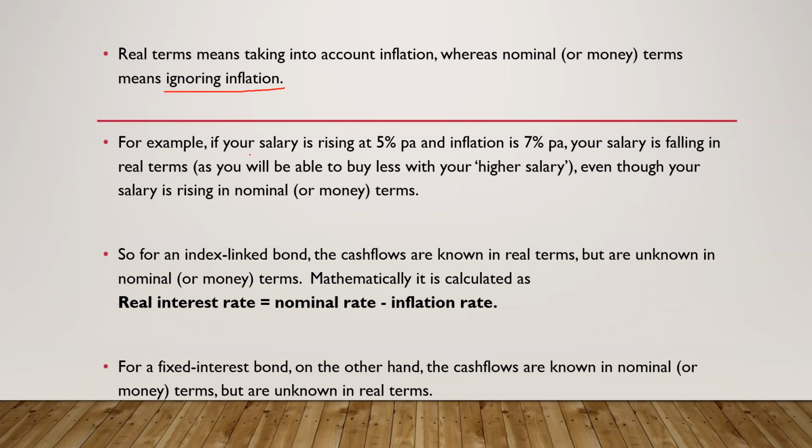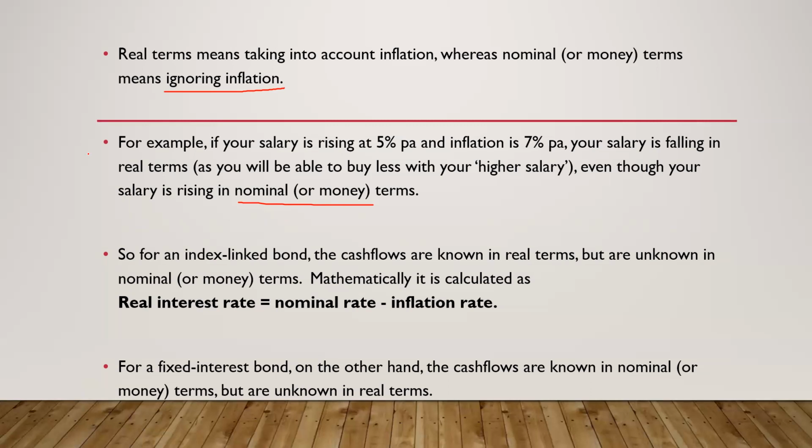For example, if your salary is rising at 5% per annum and inflation is 7% per annum, your salary is falling in real terms, as you will be able to buy less with your higher salary, even though your salary is rising in nominal or money terms, which means your actual performance of the salary in terms of nominal values is doing well. But because of the diminishing purchasing power due to rising prices of goods and services, the real value of your salary is falling down, or the real value of your salary is diminishing as well.